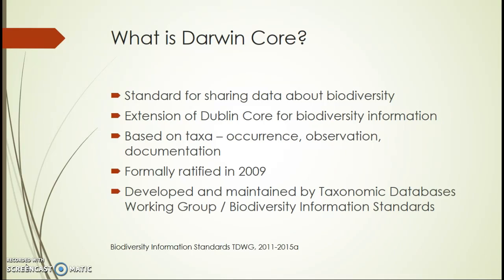Initially conceived in 1999 as a loose set of terms, it took 10 years and a number of iterations before the standard was formally ratified in 2009, the year which also marked the 200th anniversary of Charles Darwin's birth. The standard was developed by the Darwin Core Task Group of the Taxonomic Databases Working Group and continues to be maintained by the TDWG, now also known as Biodiversity Information Standards.